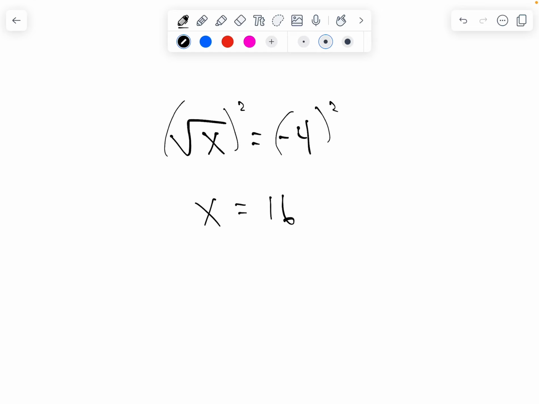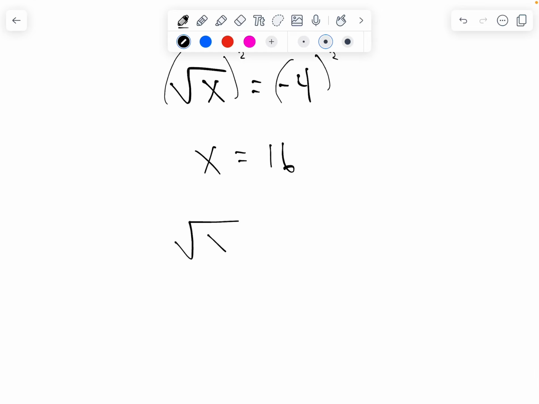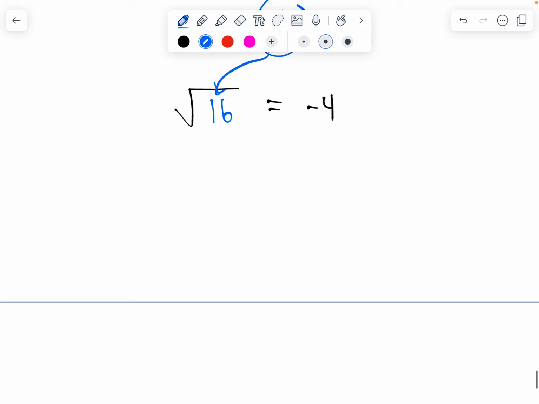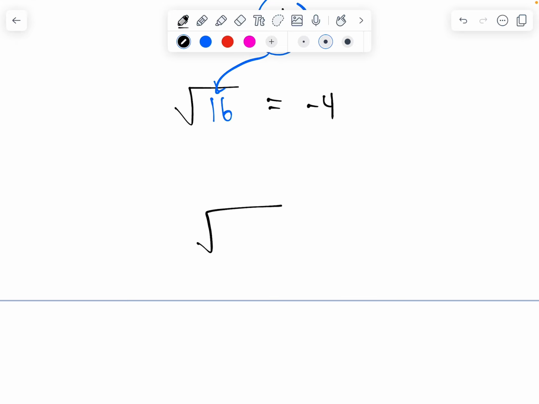So that seems fine. The problem is when you go back to the original equation and you substitute your answer into it, you get that 16, and you go ahead and place it right here. The square root of 16 does not, in fact, equal negative 4. And the reason for this is we were given something that actually wasn't true. The square root of x will never be negative 4.